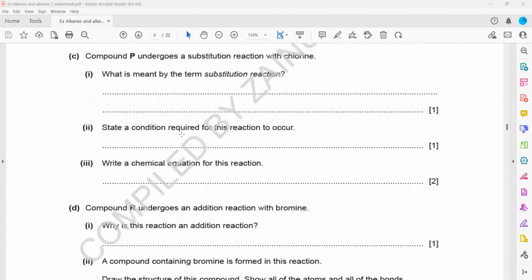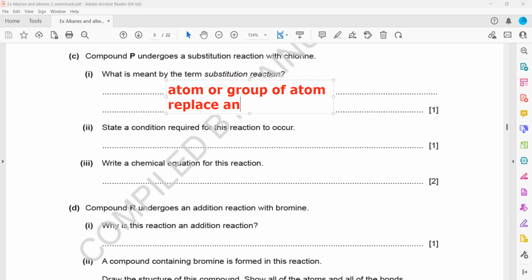Compound P undergoes a substitution reaction. What is meant by substitution reaction? How do we define substitution? An atom or atoms replace different atoms in a molecule without changing the general structure of the molecule. Good. So an atom or group of atoms replaces another atom or a group of atoms, that is known as substitution.